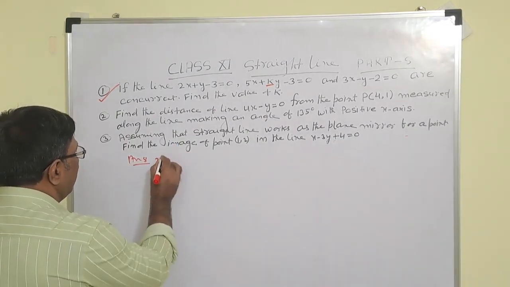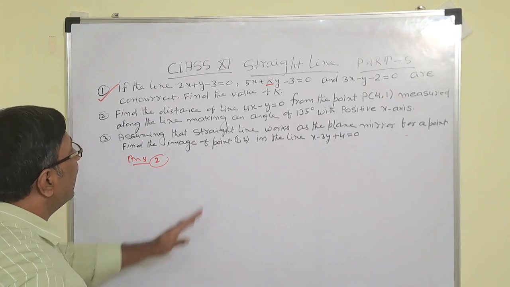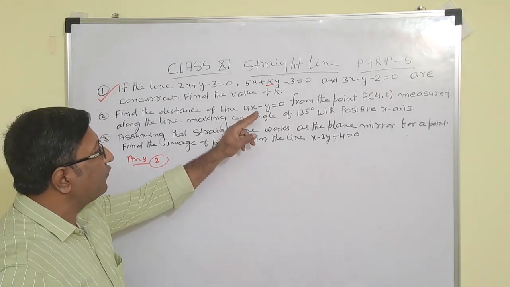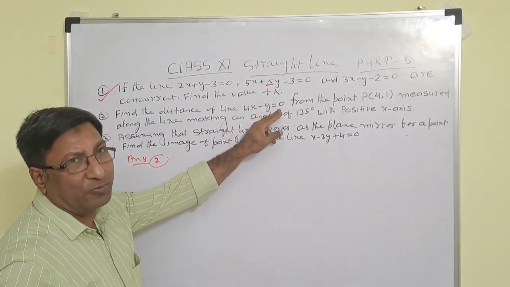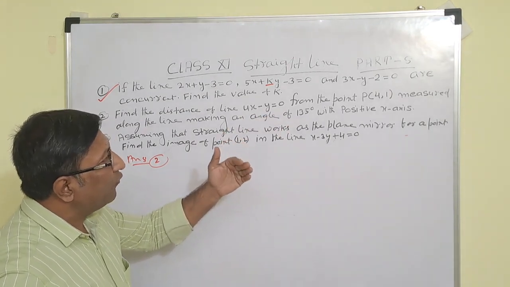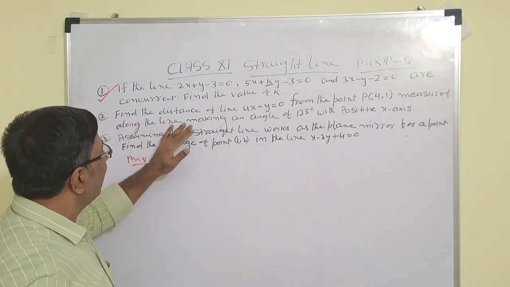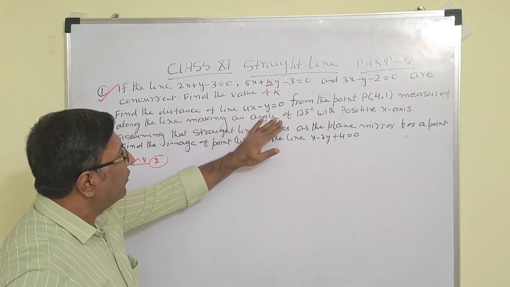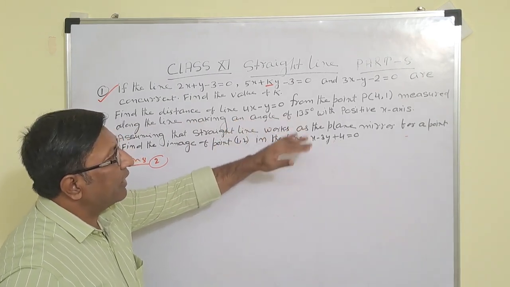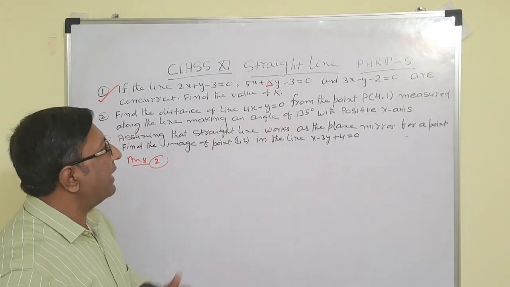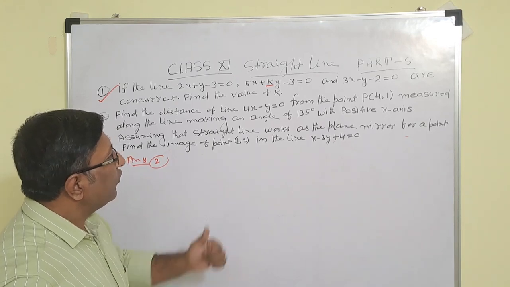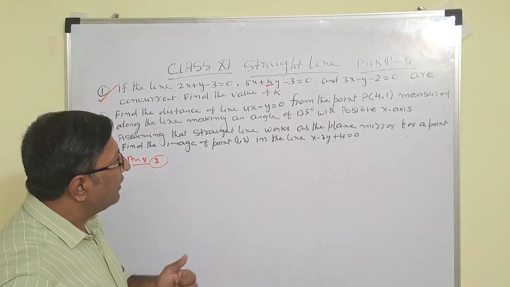So question number 2 is what? Find the distance of the line 4x minus y equal to 0 from the point (4, 1), measured along the line making an angle of 135 degrees with the positive direction of the x-axis, right? So you can solve this question in a different way.